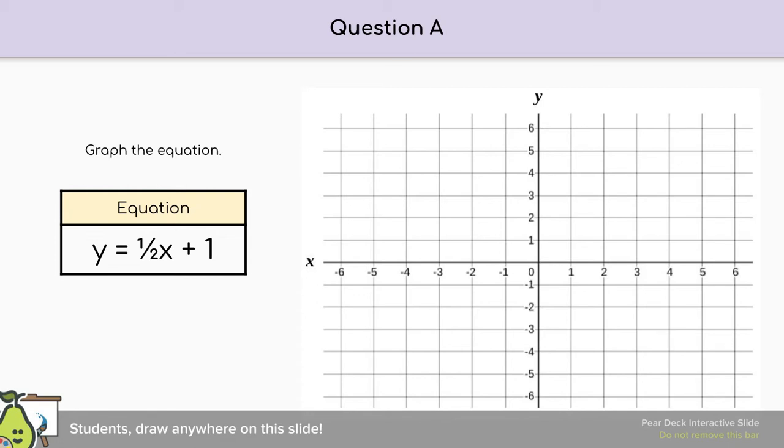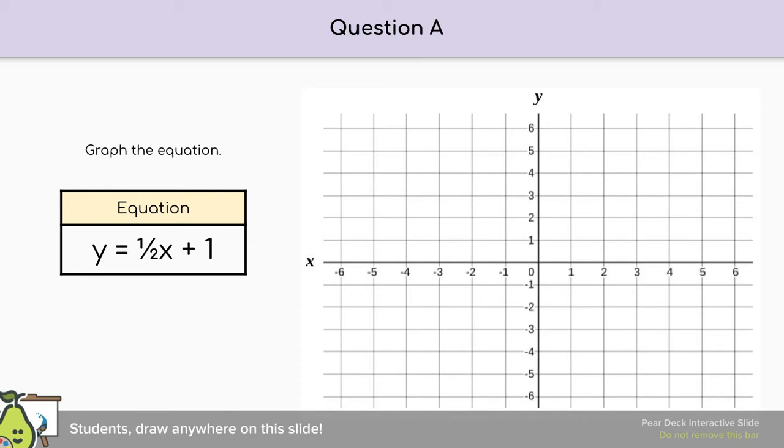So here we have our first example with an equation y equals positive 1/2 x plus 1. We know this equation is going to be linear because it follows the standard form of y equals mx plus b. And since we know the equation is going to be linear, it's going to be a straight line on the graph. So let's take a look on how we're going to graph this.